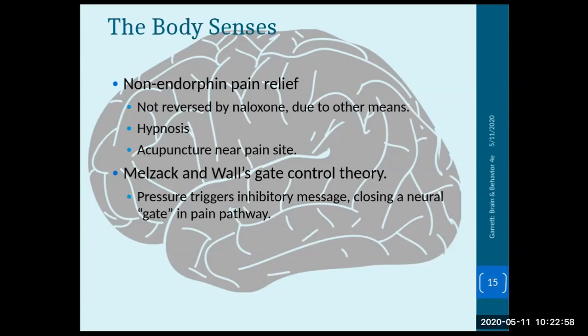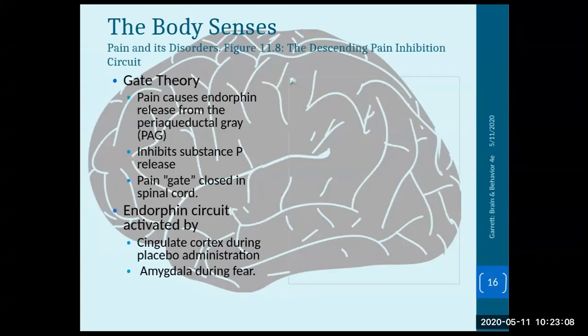Does it always work? No, but these things kind of work in succession with one another. So, the gate theory says, and I apologize, I see that there is a picture missing, so I will try to get that picture to you. But basically, the gate theory says that pain causes endorphin release from an area of gray matter around the cerebral aqueduct called the periaqueductal gray.